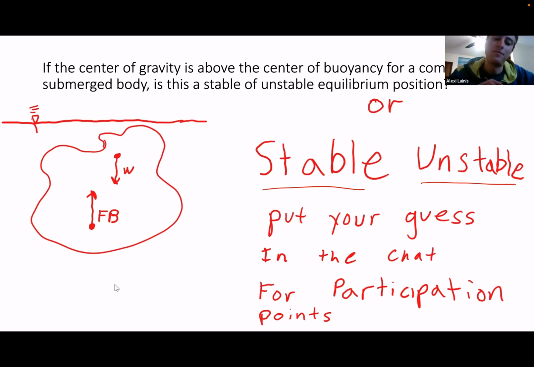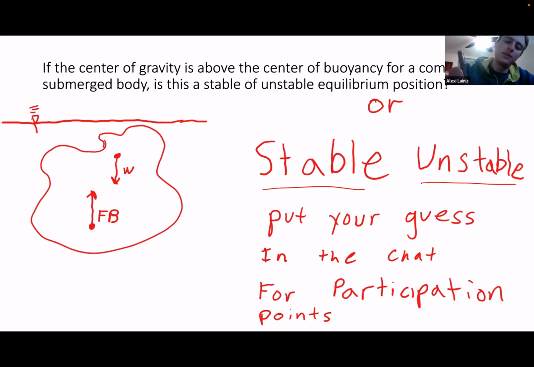Go ahead and type that in the chat. It's a lot of responses. All right, Emma, what's the consensus in the chat look like? It looks like the majority are saying unstable. All right, so that is correct.